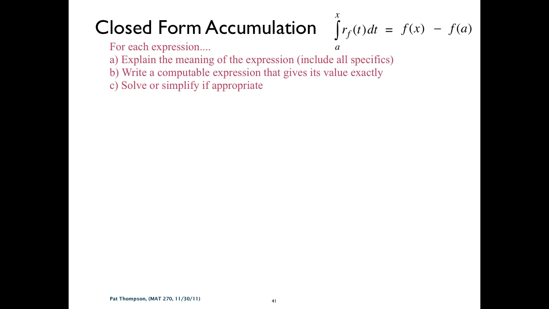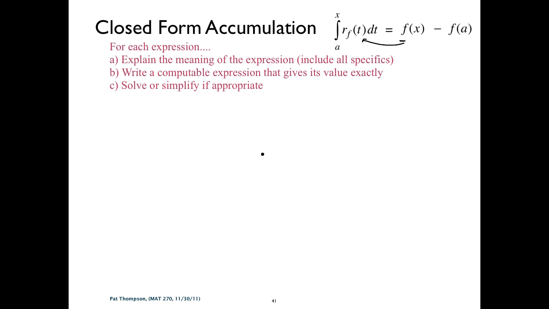Here we go. I'm going to give you some expressions. For each one, I want you to explain the full meaning of the expression, include all the specifics. Then I want you to use the fundamental theorem to write a closed form, knowing that this function f is going to be the antiderivative, or the function whose derivative is the rate that you're given. You're thinking about what function, if I took the derivative of it, I would get this rate function that I have in the open form.